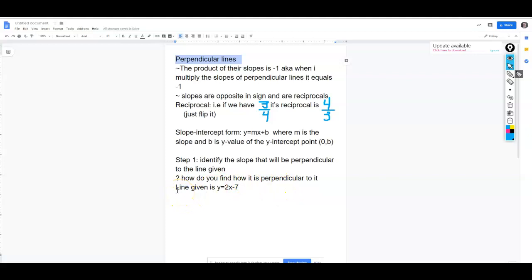Thank you for your patience on the short recap. So the line given is y equals 2x minus 7. And to answer the question, how do you find out how it is perpendicular to it? First, you're going to want to find out the slope given. So identify the slope given.